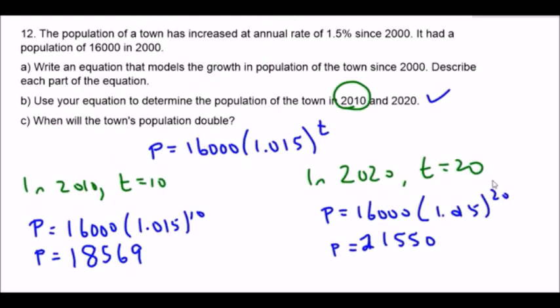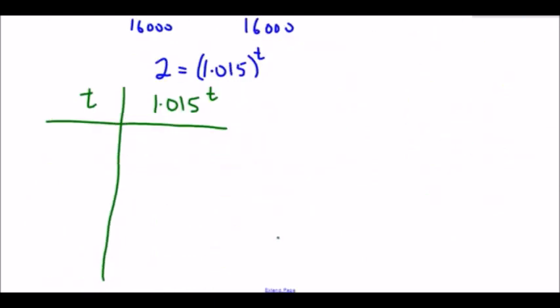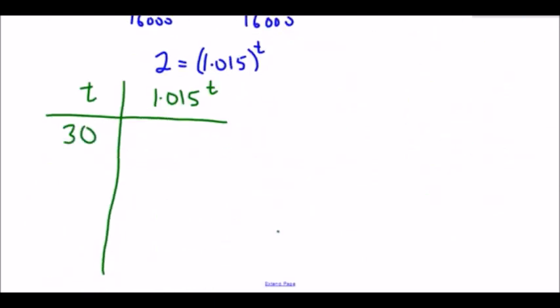When I go to the questions I've already done, I see that if t is 20, I'm only at a population of 21,000. So let's go higher than 20. Let's try t equals 30 and see what we get. So 1.015 to the exponent 30, I get 1.56, so not high enough. Let's try 40. And I get 1.81, still not high enough. Let's try 50. And I get 2.11, so I'm too high. So let's go in between.